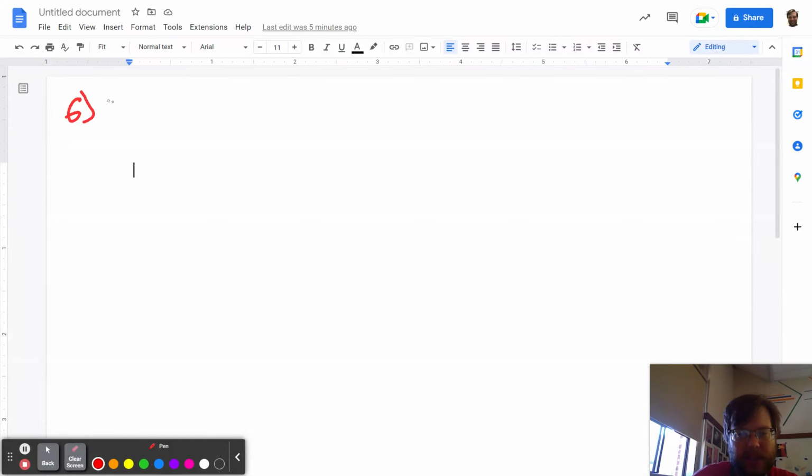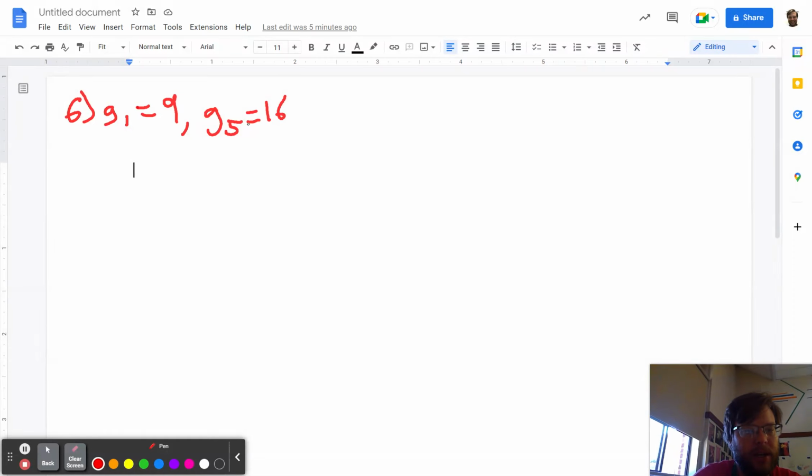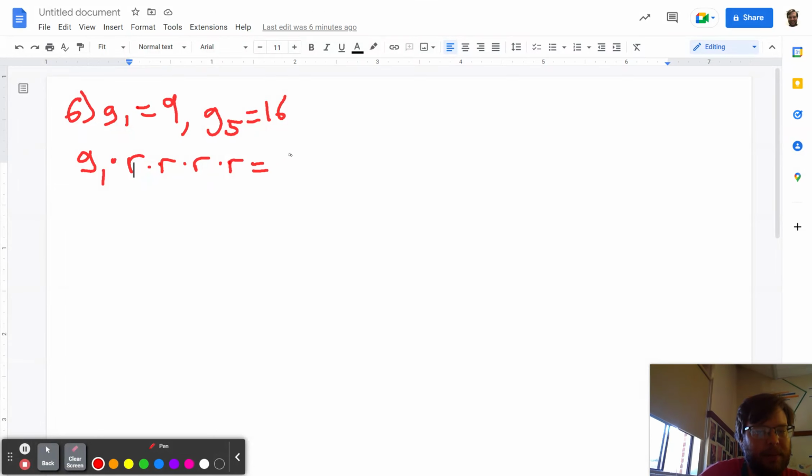So exercise 6 tells us that the first term of a sequence is 9, and the fifth term of the sequence is 16. So what I know is that if you take the first term and you keep multiplying it by r, you get to the second term, third term, fourth term, fifth term. Each time you multiply by r gets you one more term. And so to substitute what I know, that's 9, and then I have 4 copies of r. So 9r to the fourth equals 16.